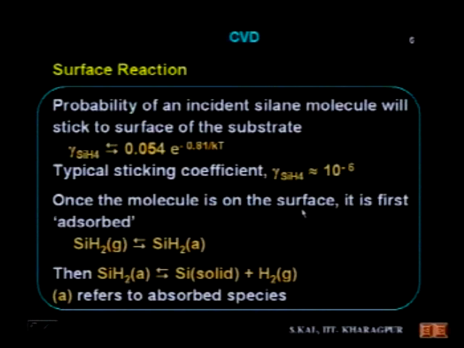Once the molecule is on the surface, it is first adsorbed, and during adsorption the gaseous SiH2 will remain as SiH2, which is adsorbed. The A stands for adsorbed species. In the earlier reaction I have shown that SiH4 will decompose to SiH2 and hydrogen. Now this SiH2 in the gaseous phase will form SiH2 adsorbed species, and then the adsorbed SiH2 will again decompose into silicon, which is solid, and hydrogen, which is gaseous.